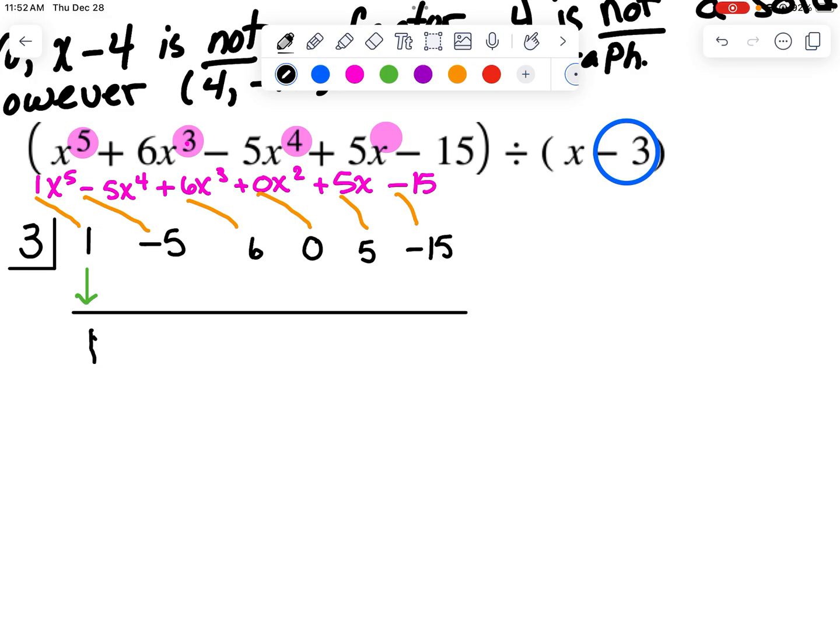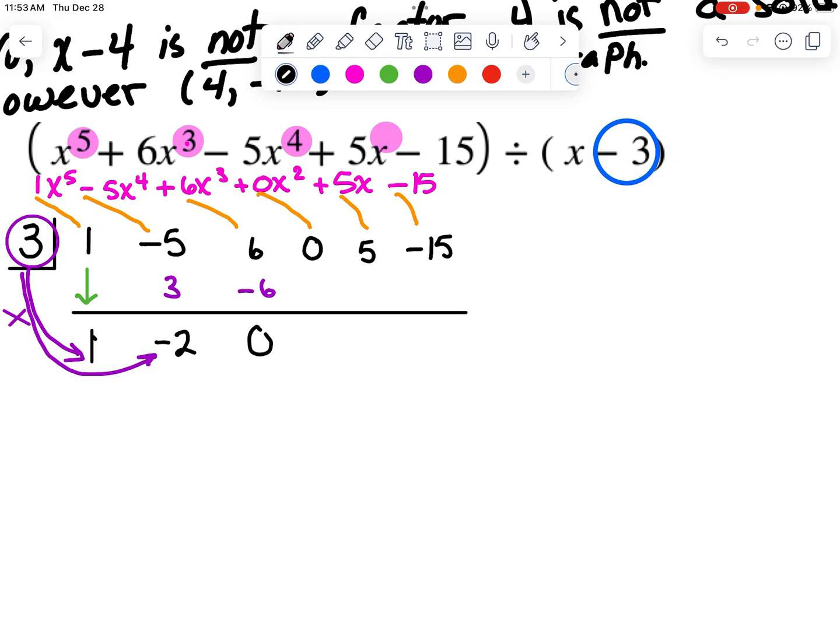And then we're going to multiply, add, multiply, add, multiply, add, multiply, add. So we're going to take the 3. And we're going to multiply 3 times 1. And 3 times 1 is 3. And then we're going to take -5 and 3. And -5 and 3 is -2. Then we're going to multiply 3 times -2. And 3 times -2 is -6. And 6 minus 6 is 0.